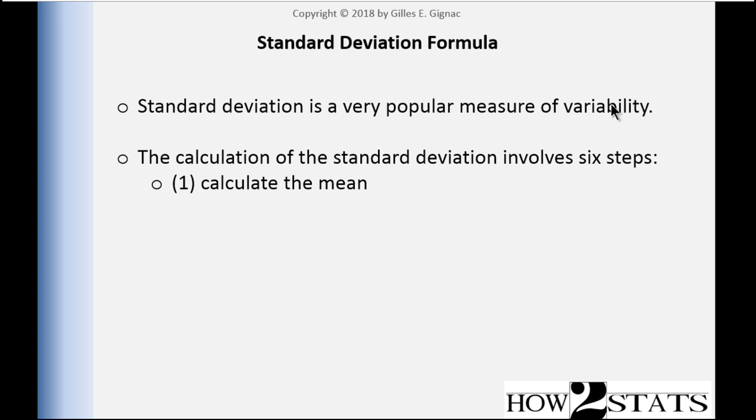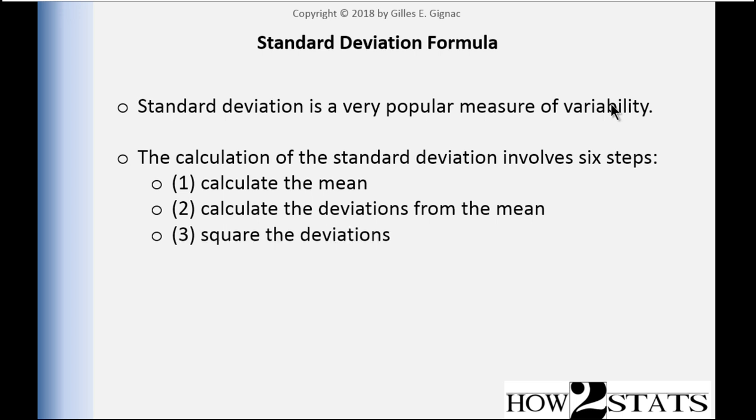First, calculate the mean. That is something that has been demonstrated already. The mean, as you might recall, is the same as the average. Then you calculate the deviations from the mean, and that means that each case's value is subtracted from the mean, and then you square those deviations.